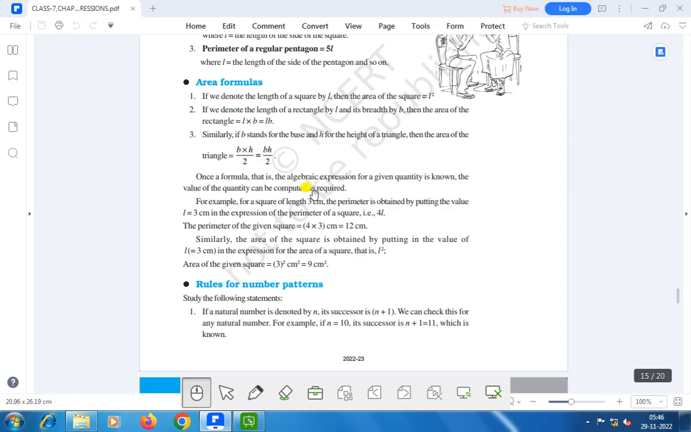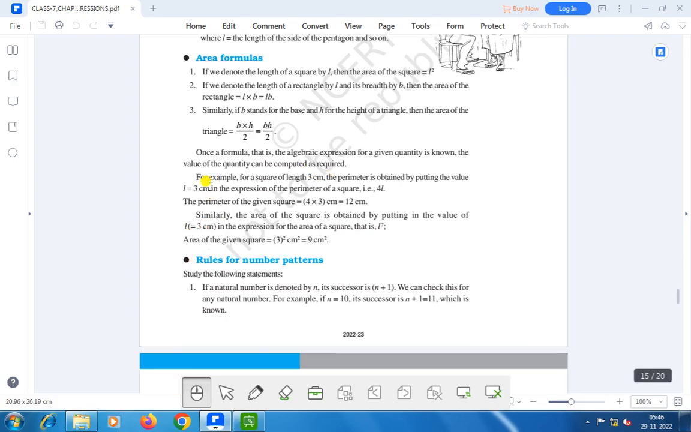Once a formula, that is, the algebraic expression for a given quantity is known, the value of the quantity can be computed as required. For example, for a square of length 3 cm, the perimeter is obtained by putting the value L equal to 3 cm in the expression of the perimeter of a square, that is 4L. The perimeter of the given square is equal to 4 into 3, that is 12 cm. Similarly, the area of a square is obtained by putting in the value of L equal to 3 cm in the expression for the area of a square, that is L square. The area of the given square is equal to 3 cm square, that is 9 cm square.